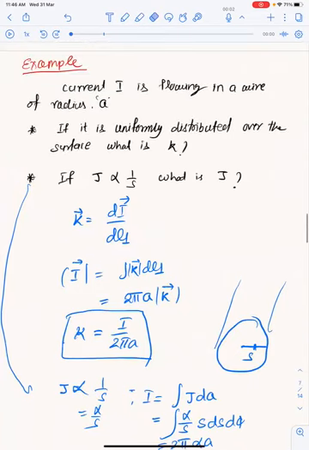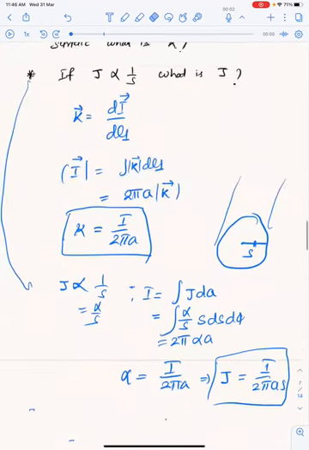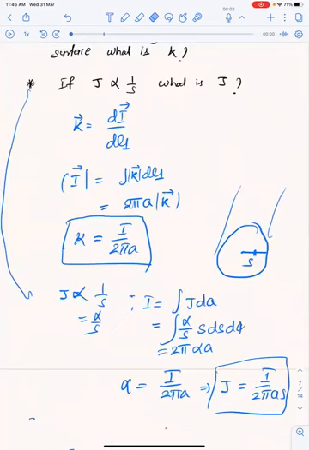Now we will do more problems in the discussion classes. I'll show you, in the discussion class, what happens for the force on a current loop. We'll see that, okay? In the next class we'll discuss Biot-Savart's law and its applications.